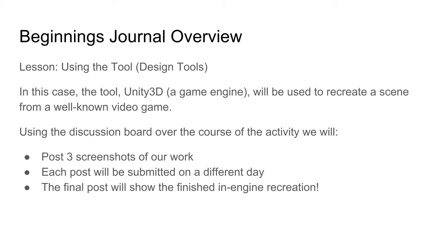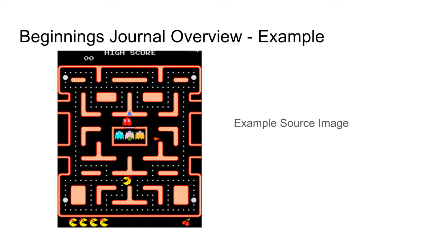At the end of this, what you're going to need to turn into your discussion is 3 screenshots of your work, posted on different days, and your final one is going to be as close as possible to the existing source image that you chose. An example of this is Miss Pac-Man, which would be an example of a source image you could choose. You can't choose this one because we use it as an example.